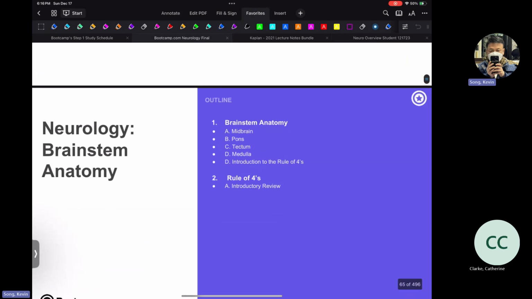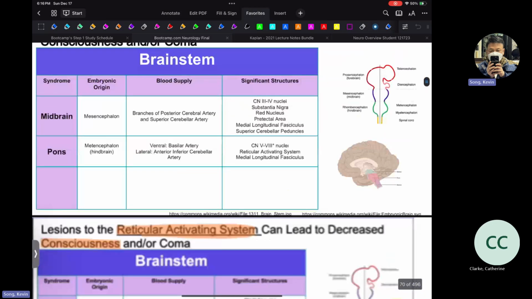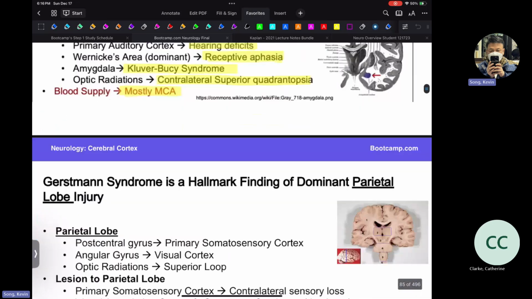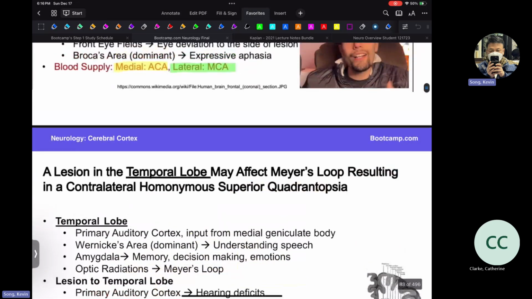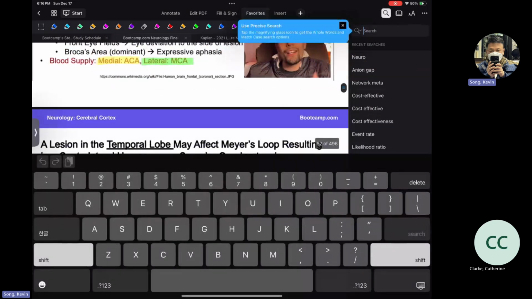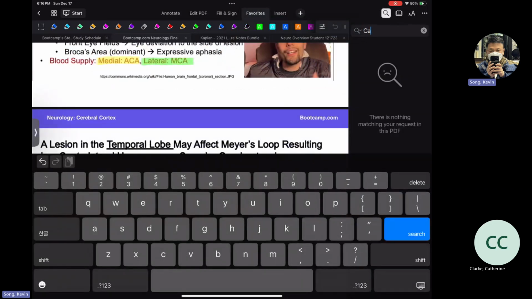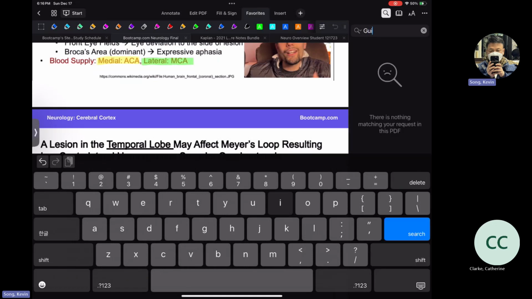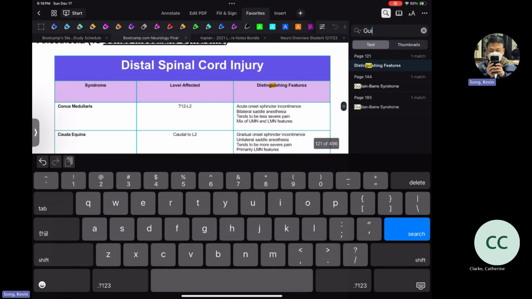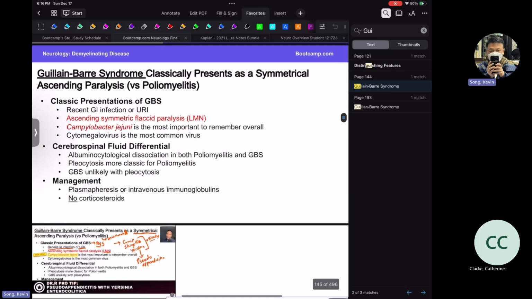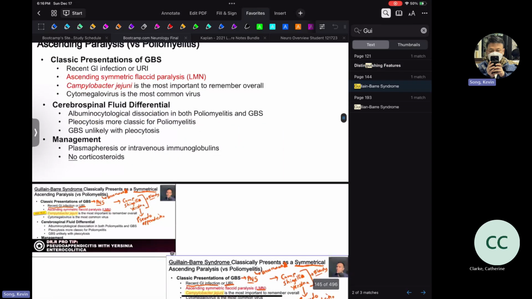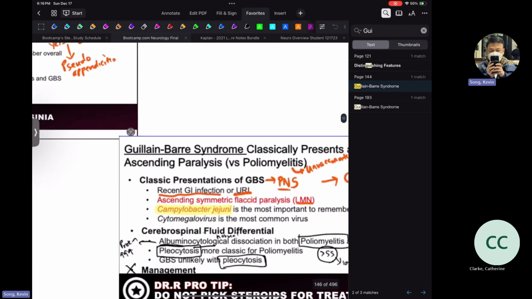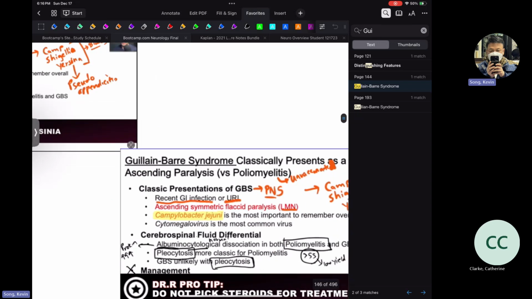So brainstem, the midbrain, the lower pulse. So Campylobacter. Can I search it here? I mean Guillain-Barré. Okay, Guillain-Barré syndrome right there. So this is the protein increase.